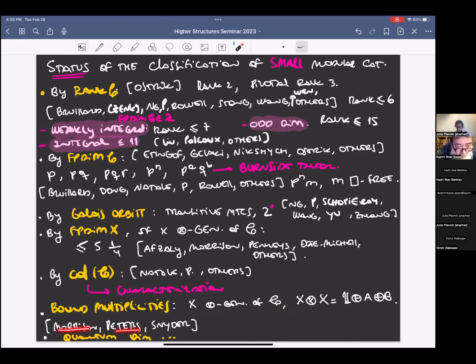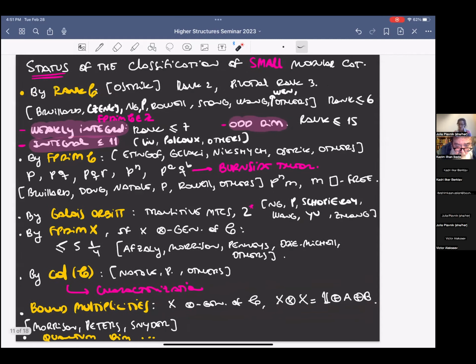And Scott Morrison, Emily Peters, and Noah Snyder have a beautiful paper, and they studied something called trivalent vertices. So they bound the multiplicities, and this was the formula that they gave, and in this case they have a nice classification. So for categories with this generator with these fusion rules, they give a nice classification.